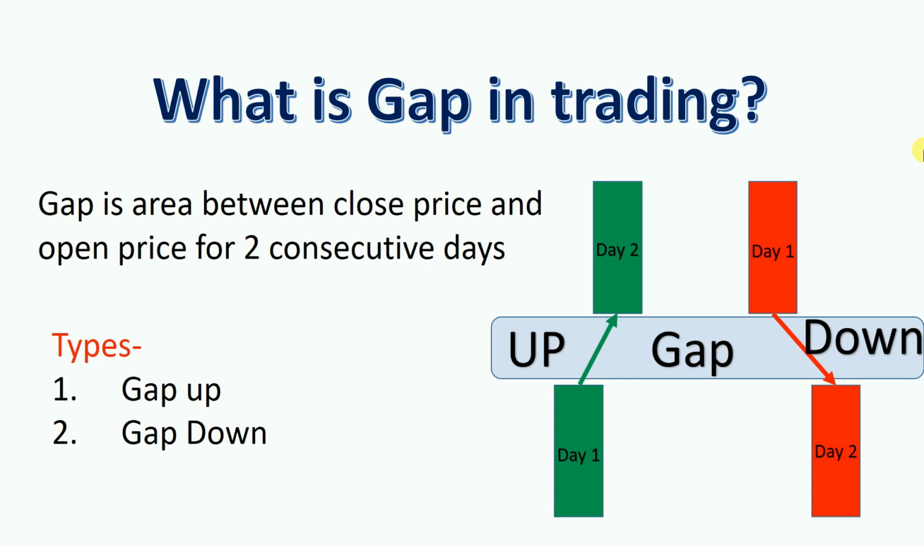Before going into the details of this strategy, let us see what a gap is in trading. A gap is the area between the close price and the open price of 2 consecutive days. So there are two types of gap, which are called gap up and gap down. In this case it is a gap up. Similarly, this is a gap down.